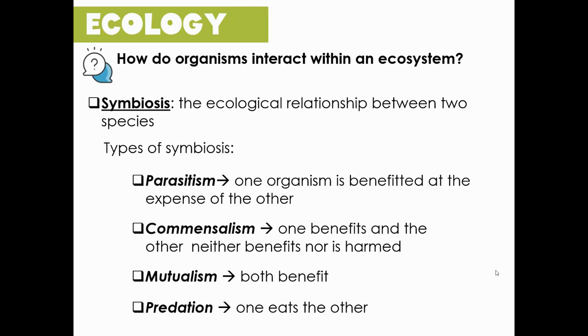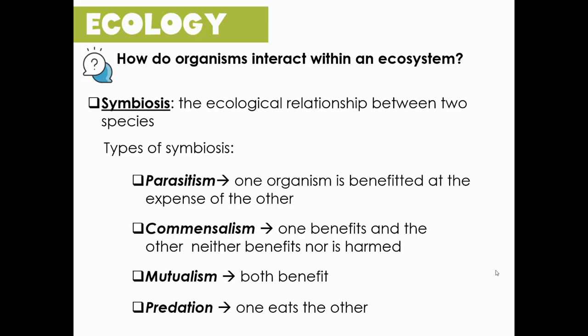We also talked about how organisms interact with one another within an ecosystem. So, symbiosis is the word that we use to talk about the relationship between two organisms. And we have different types of symbiosis. So, parasitism, this is where one organism is benefited, but at the expense of another. And then we have commensalism, where one organism benefits and the other is neither harmed nor does it benefit. So it's what we say unaffected.